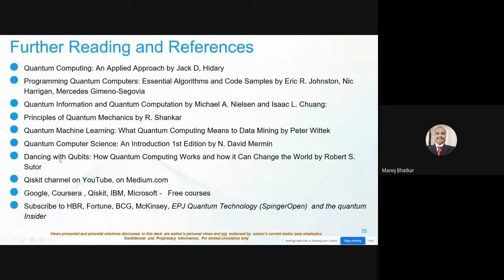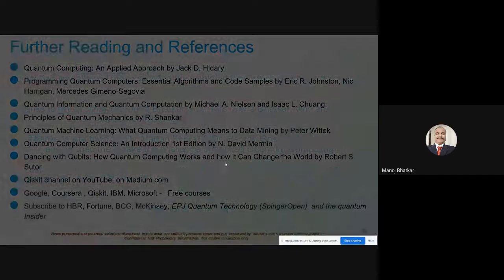These are the books. The two things: subscribe to Harvard Business, Fortune, the EPJ Quantum Technology Springer Open magazine. Listen to the Qiskit channel on YouTube or on Medium, and one of the books by my good friend, Dancing with Qubits, is something which Robert or Bob Sutor has designed. So go and read it if it is available. This is one of the best books on quantum computing.